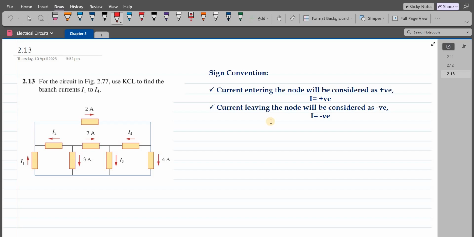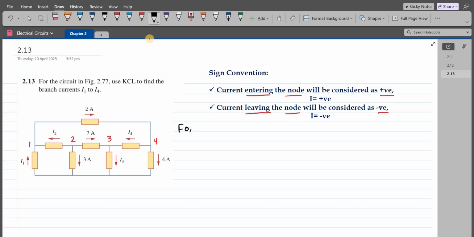But before that, we have to consider a sign convention. The current entering the node will be considered as positive and the current leaving the node will be considered as negative. So we have to consider this sign convention. So here I have four nodes, 1, 2, 3, and that's the fourth one.